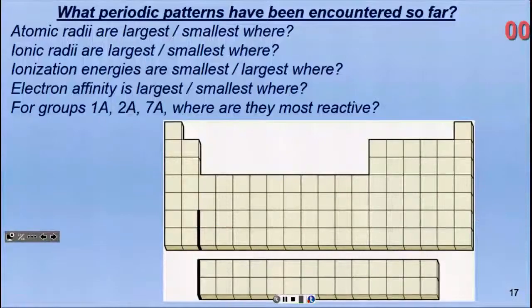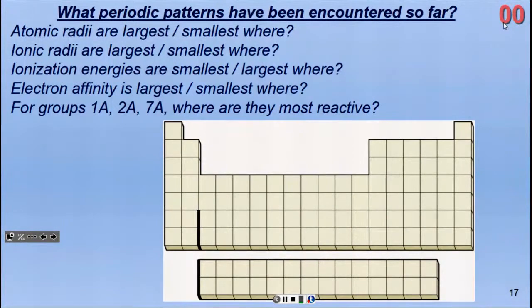In order to make sense of the upcoming section with electronegativity, we need to think back to some periodic patterns that are completely related to electronegativity that were encountered previously in Chapter 3. And I'll try to make a summary here, and I hope you find a periodic table to make this summary for yourselves. Where are atomic radii largest and smallest?